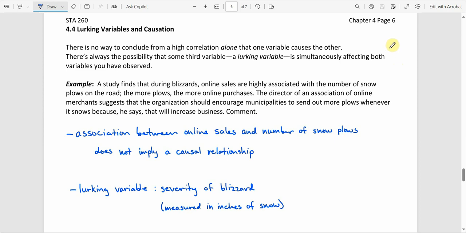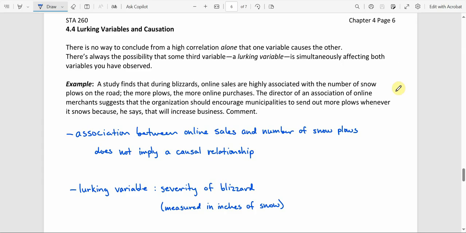So what a lurking variable is generally is it's one that affects the variables in your study. But it's one that is outside of your study. It's not one of those two that you're measuring. So this example is another one that's supposed to illustrate this idea.